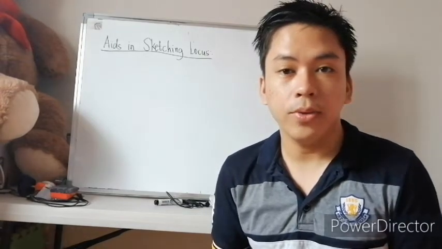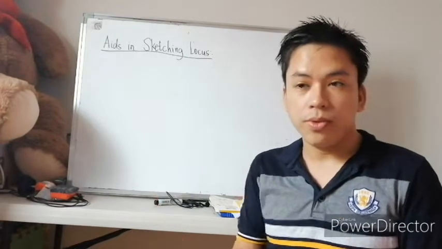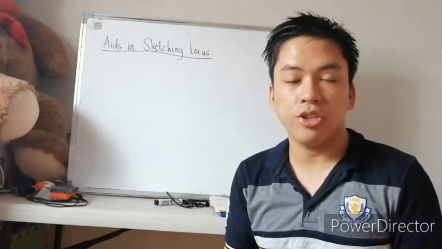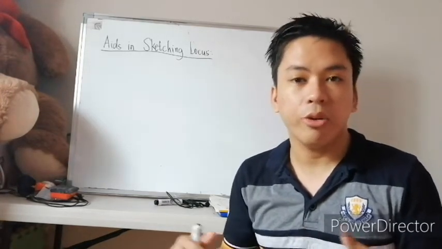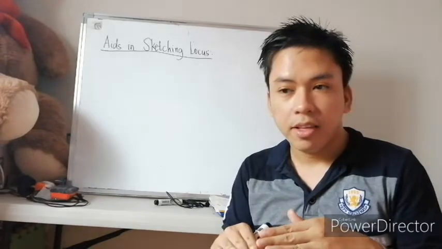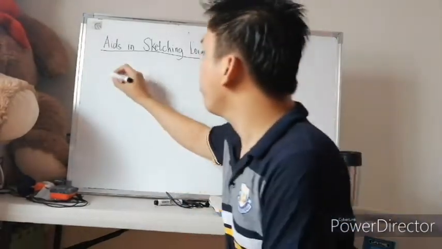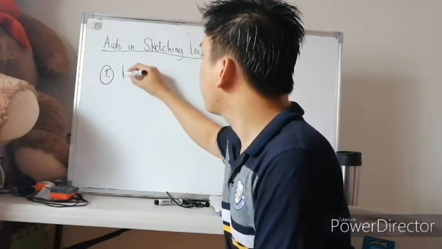Hi, welcome to the second video on aids in sketching a locus. Last time we talked about the domain and range of a locus. This time we'll be talking about the other criteria that let us sketch the graph of a locus easily. First, we'll talk about the intercepts.